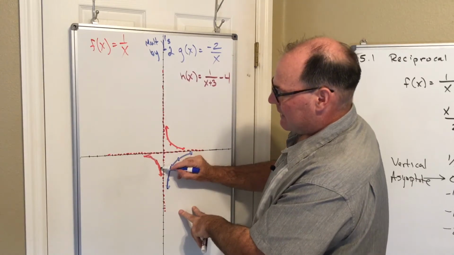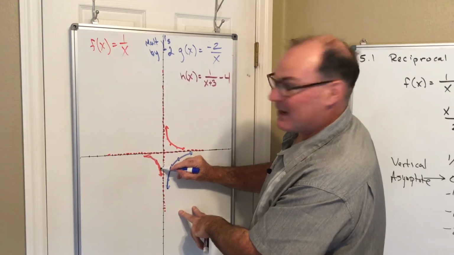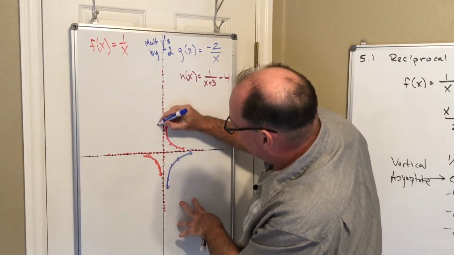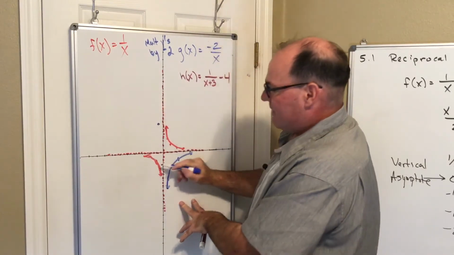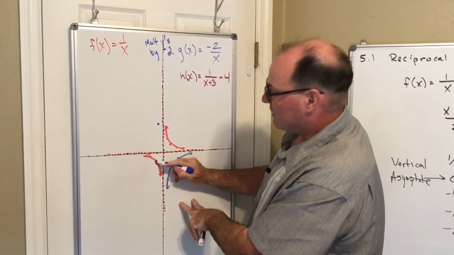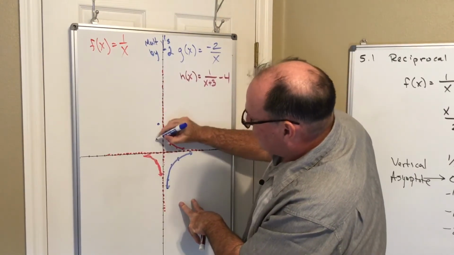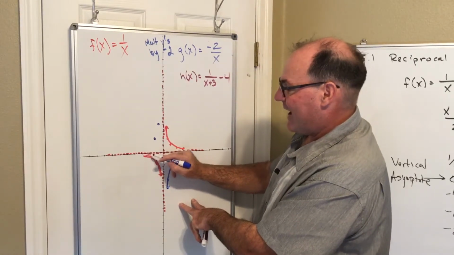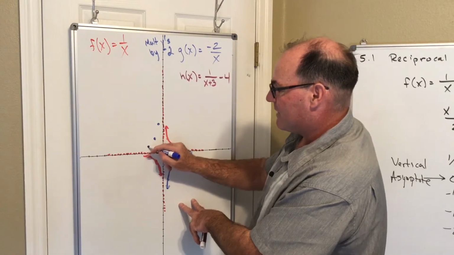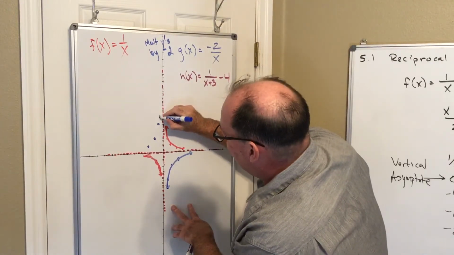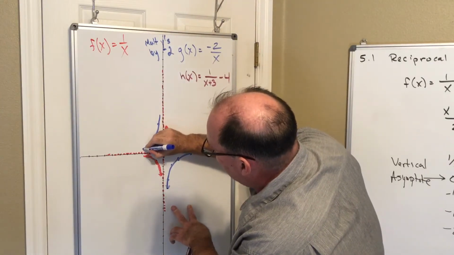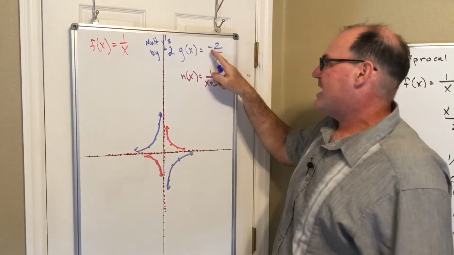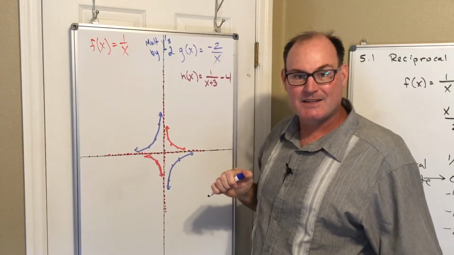This y value is negative 2. When I multiply that by negative 2, I get positive 4. So 1, 2, 3, 4 right here. This y value is negative 1. When I multiply that by negative 2, it goes to 2. And then last but not least, this one is negative 1/2. When I multiply that, it becomes positive 1. And so here's my graph. Again, it's just going to curve toward those asymptotes. And the blue graph is now negative 2 over x.